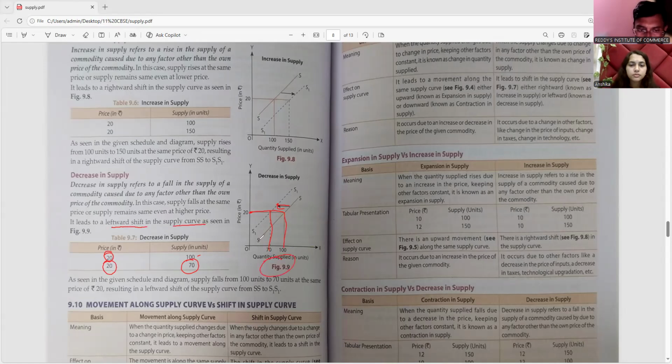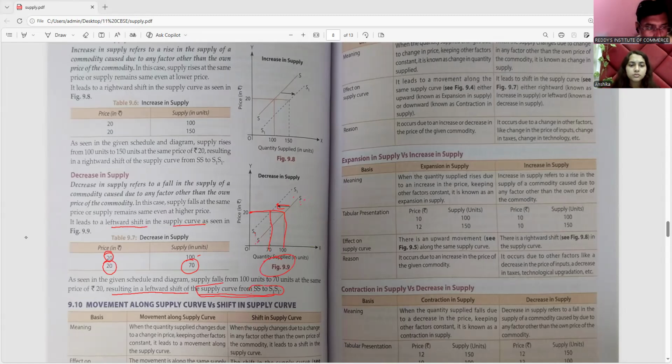S1 and S1. See, resulting in a leftward shift of supply curve from SS to SS1. So for that point, you need to write down SS and S1 to show this statement.